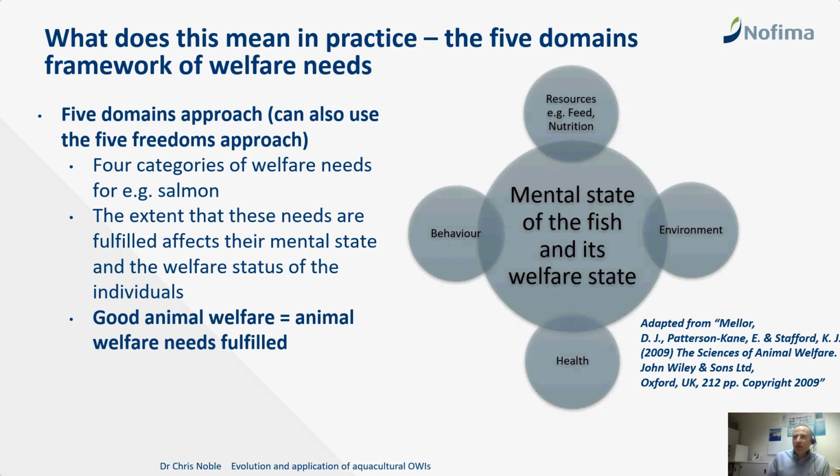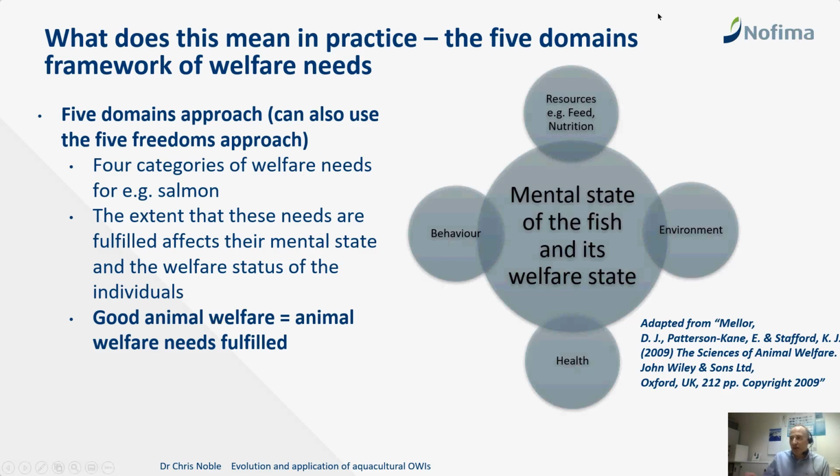You've got various frameworks addressing welfare needs. There's the 5 freedoms approach and also this 5 domains approach, which I'll go through here. The 5 domains approach involves 4 categories of welfare needs. This is one based on salmon, but the framework can be adapted for other species and also terrestrial animal production species, not just aquaculture, so long as you account for the species and life stage specific welfare needs as we know them right now.